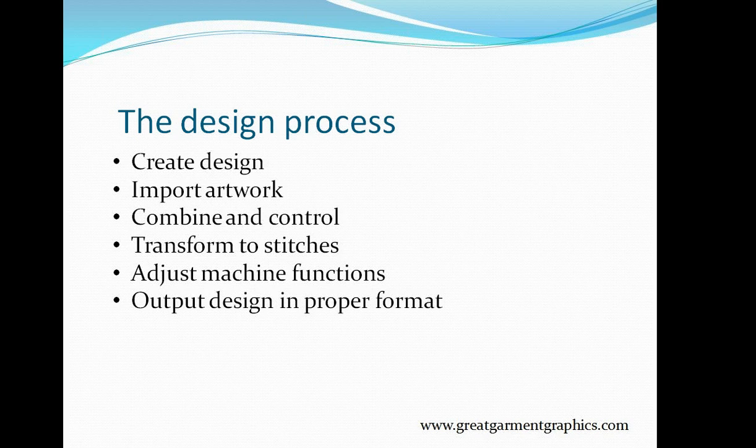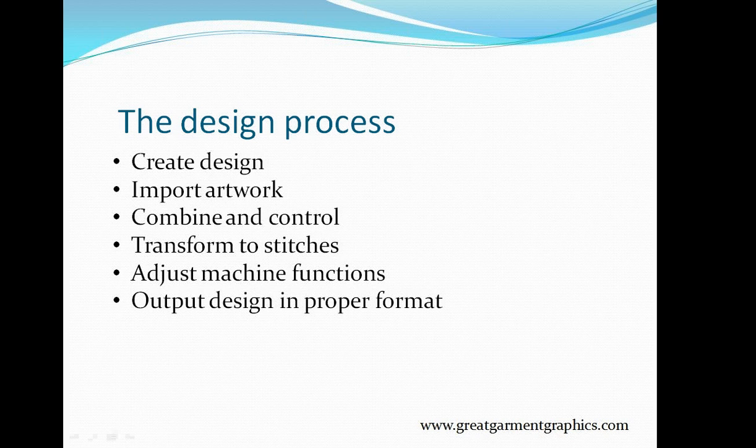We're going to transform the design to stitches, whether we're doing a tackle twill or I want an actual applique design or I'm looking for a bean stitch or whatever I'm looking for in my output. Adjust our machine functions. We're going to input in and change so that we can maybe have it frame in and frame out so that we can put down that applique design on our placement stitches with a lot more ease. And obviously our end game is to output the design in the proper format.